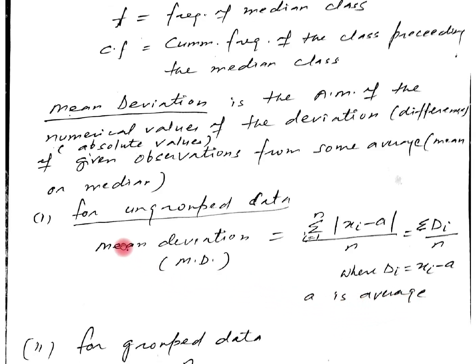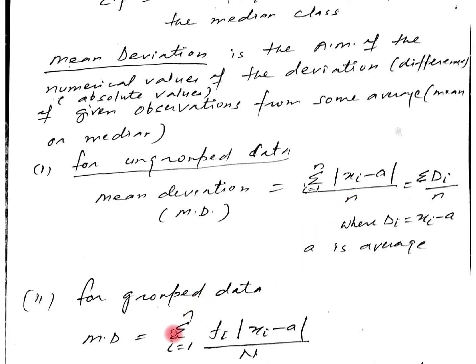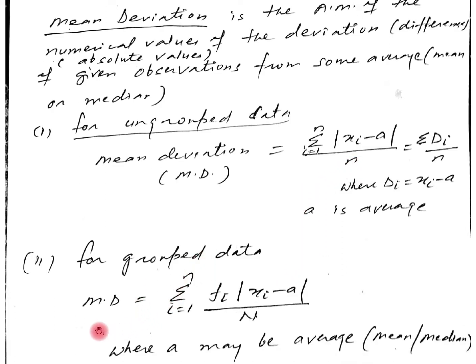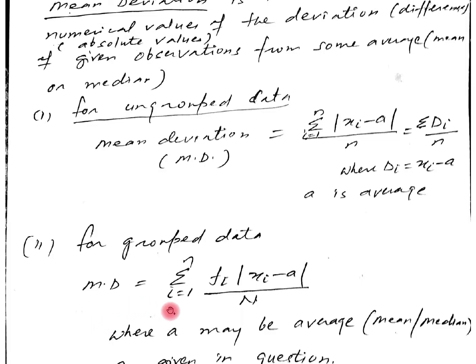See it again. For ungrouped data, mean deviation is sigma modulus of xi minus a upon n, where i runs from 1 to n. If the data is grouped, it means the frequency is given.